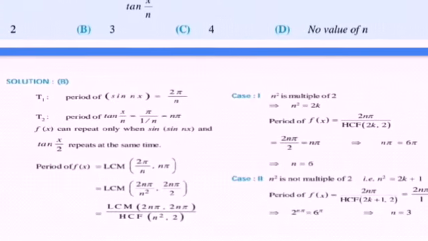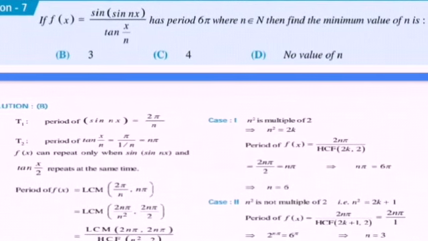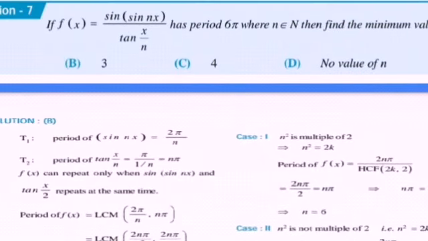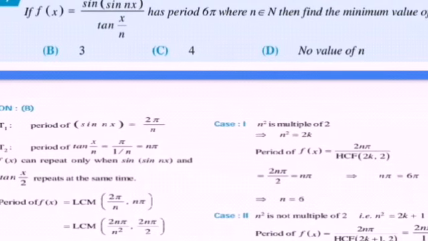You see, the period of sin nx is 2 pi/n, and the period of tan(x/n) is pi divided by 1/n, that is n pi. So T1 is 2 pi/n, the period of sin nx, and the period of tan(x/n) is n pi. Now f(x) can repeat only when sin(sin nx) and tan(x/n) repeat at the same time. So you have to take the LCM of 2 pi/n and n pi. Whether it is in product or in division, in both cases you always have to take the LCM undoubtedly.